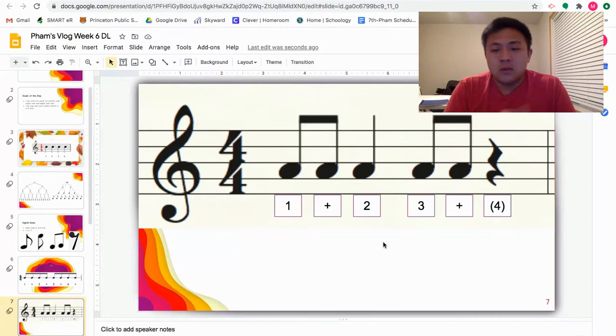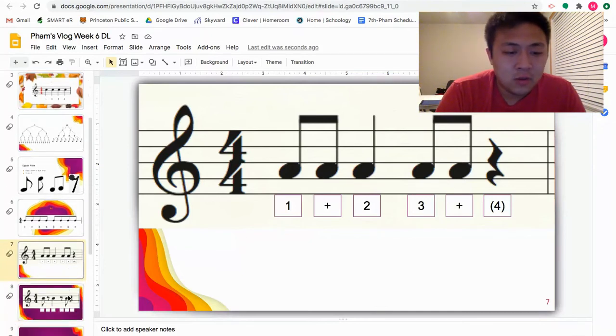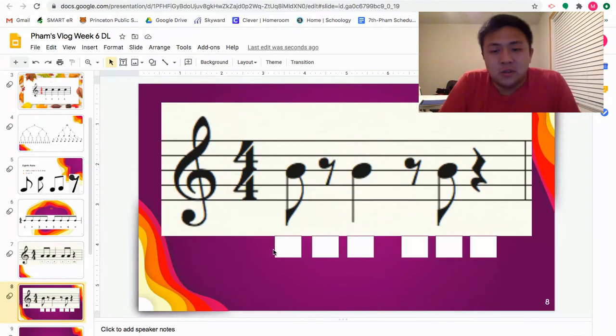1 and 2 and clap and go. 1 and 2, 3 and 4. Try it again. 1 and 2, clap, ready and go. 1 and 2, 3 and rest. Okay, try it by yourself. 1 and 2 and ready and go. 1 and off. Hope that went well. Let's try another one together. This one's a little bit trickier.